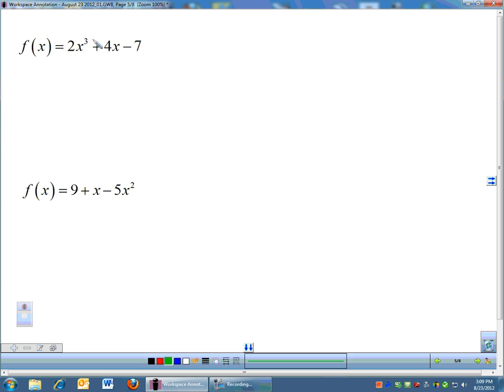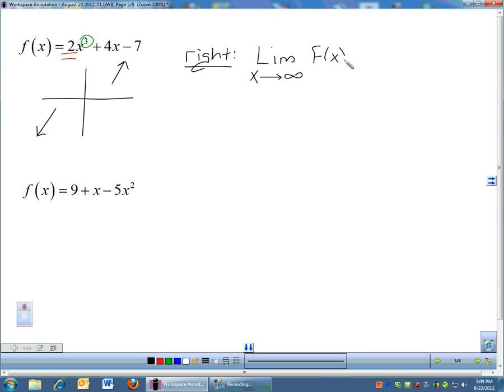We have an odd degree, which means the ends are going to go in different directions. With a positive leading coefficient, the right end is going to go up and my left end is going down. Let's describe that with limits. Let's describe the right end first. That would be the limit as x goes to infinity. If I'm going to the right, x is going to infinity, so the limit of my function, as I go to the right, my function is going up. So we're going to positive infinity.